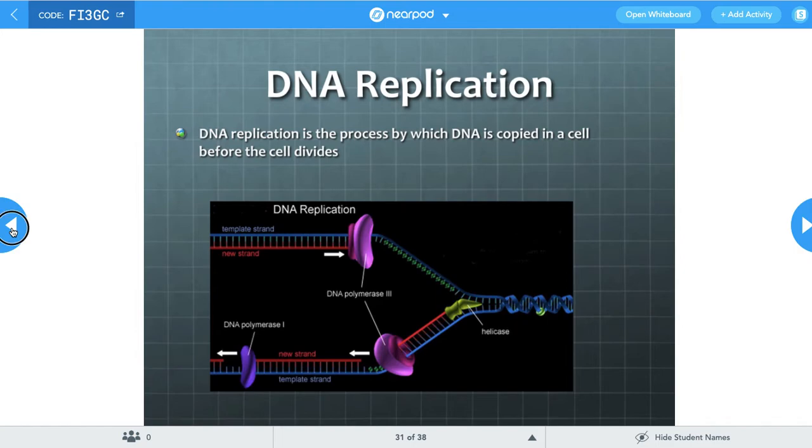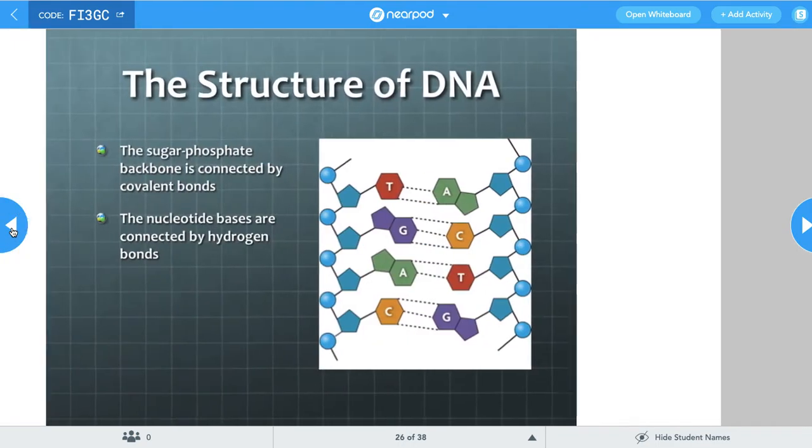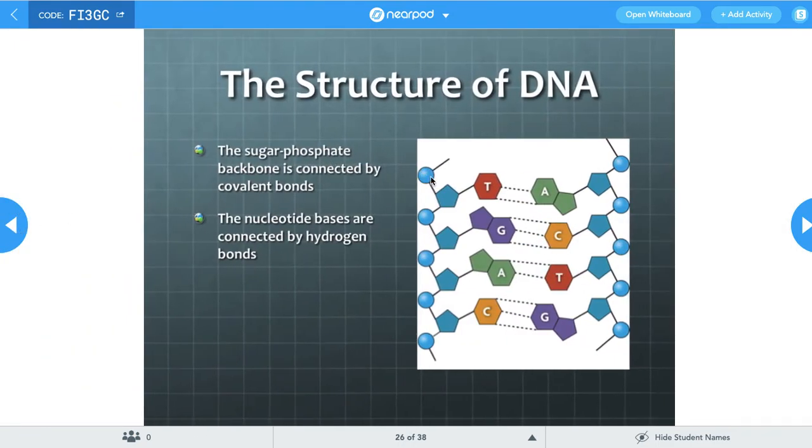Oh, sorry, I'll go back real quick before we talk about replication. So looking at this picture, this would be my phosphate. This would be my deoxyribose sugar, and these are my nitrogen bases. So: sugar, deoxyribose sugar, phosphate, covalent bonds, hydrogen bonds.